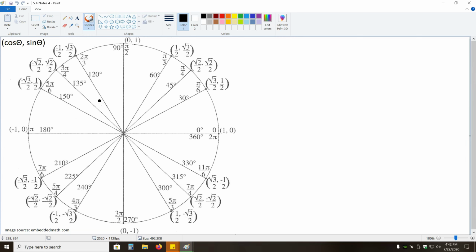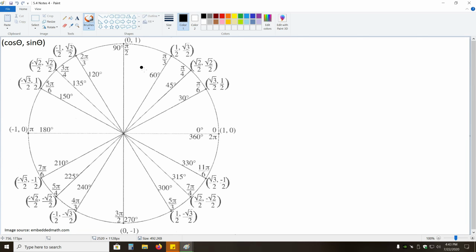What this is saying is, for instance, when you're dealing with the angle 150 degrees, or 5 pi over 6, either way, then cosine of that angle is the x value of your coordinate, that's negative square root 3 over 2, and sine of that angle is positive 1/2.